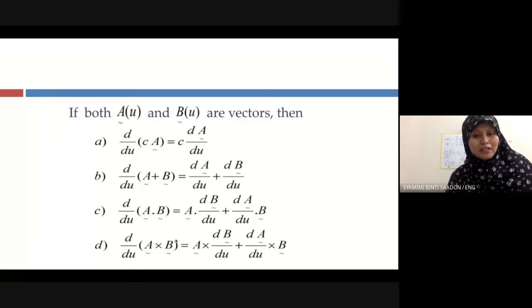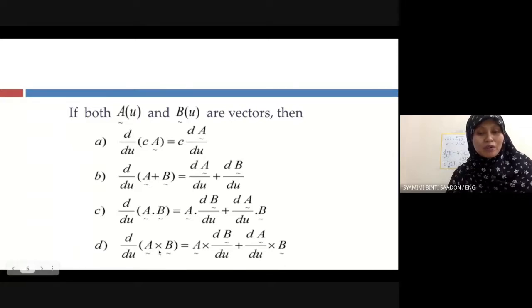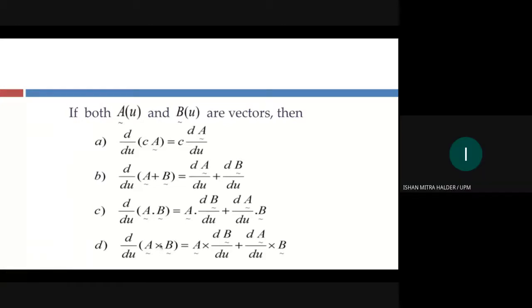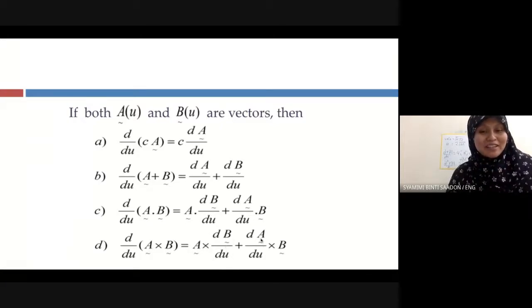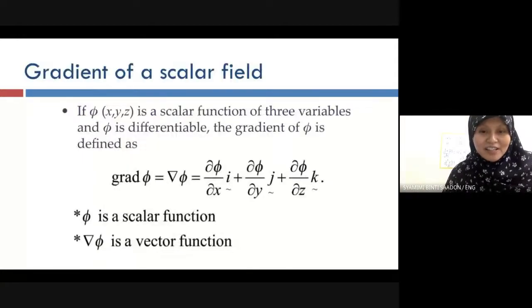with vector B. And the last one, the rules for the cross product. For the cross product, the rule is similar to this one: A cross the derivative of B, plus the derivative of A cross B. That is the rule.